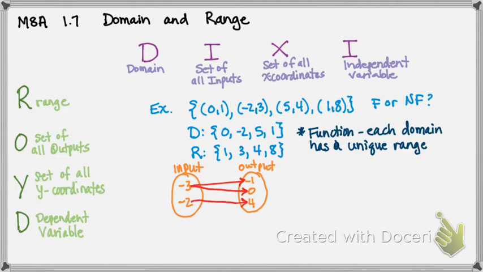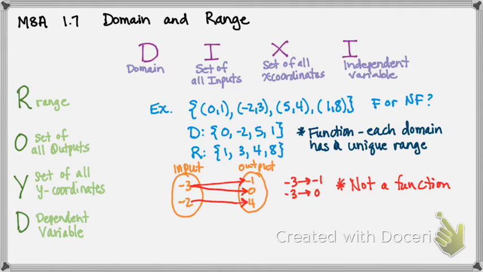So because of the situation with the -3 pairing with -1 and -3 pairing with 0, that domain doesn't have a unique range. It has two different ranges. So this one is not a function. So that's a real easy way to tell if you have a function or not: just map out your x-coordinates and y-coordinates and see if you have two arrows, two connections coming from one input.